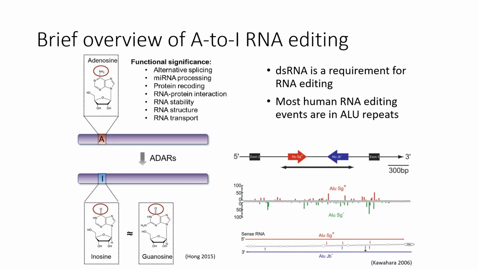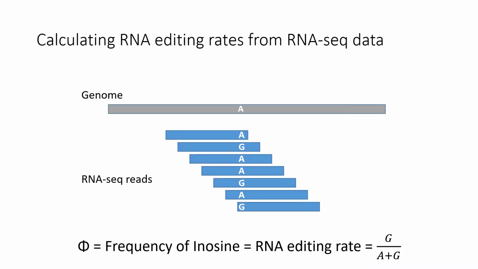In humans, most of these events occur in Alu repeats, which are able to form long RNA hairpins and act as substrates for ADAR enzymes. Here is how we calculate RNA editing rates from RNA-seq data. First, we align RNA-seq reads to the genome. The inosines in RNA molecules are reverse transcribed to guanosine in the RNA-seq data. We calculate the A to G substitution rate from the aligned reads as a measure for the RNA editing rate.